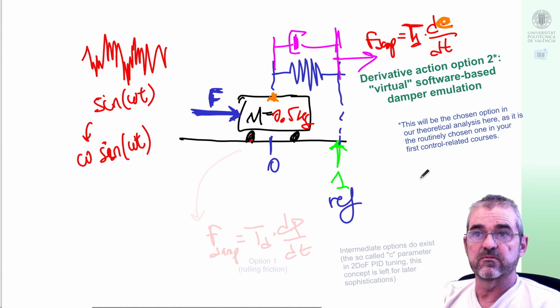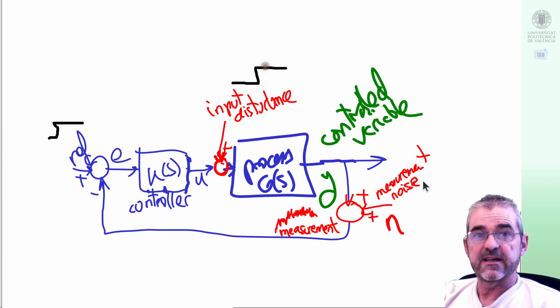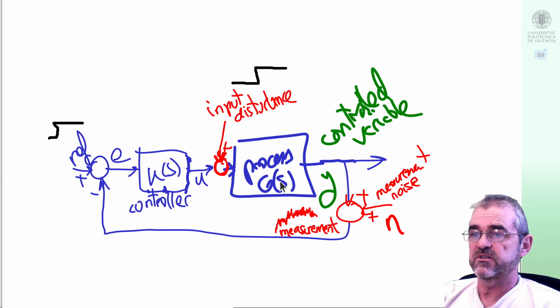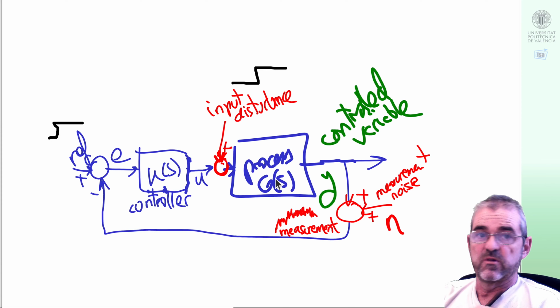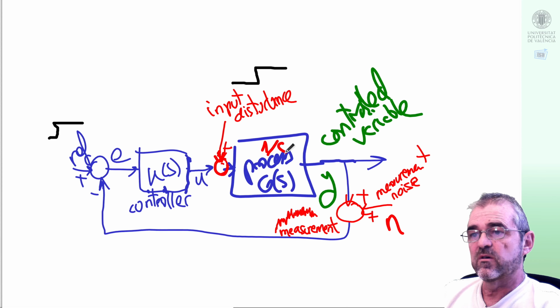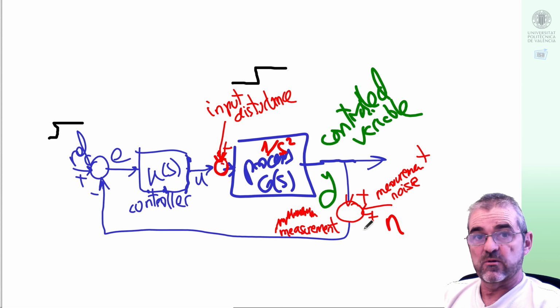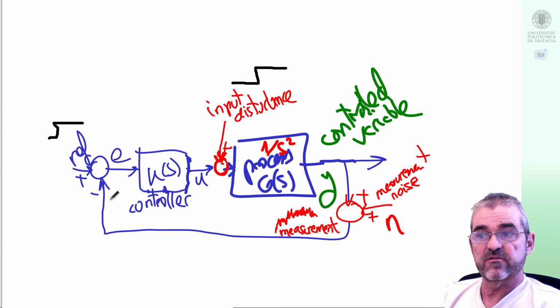So if we recall the closed loop block diagram, we will analyze this situation in which my process will be, of course, 1 over s squared. And there we have a sensor with some measurement noise that will provide the measurement of the position, y control variable, to be compared with a set point reference value, and some error will be computed, subtracting them, and my controller will react to that error.